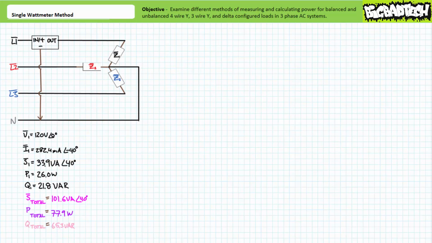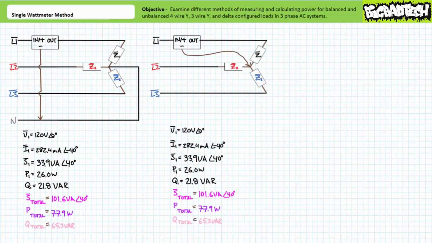By the way, this method, despite the fact we're making use of a single wattmeter, is not the official single wattmeter method, which we'll examine in a moment. For a balanced 3-wire Y configuration, we could hook up our wattmeter in the following fashion. Note the voltmeter portion of the wattmeter, the positive and negative connections, measures 120 volts at an angle of 0 degrees from line 1, not to an externally accessible neutral line, but rather to the central node formed by the Y configuration of load impedances. The ammeter portion of the wattmeter, the in and out connections, still directly measures 282.4 milliamperes of current at an angle of negative 40 degrees through line L1.